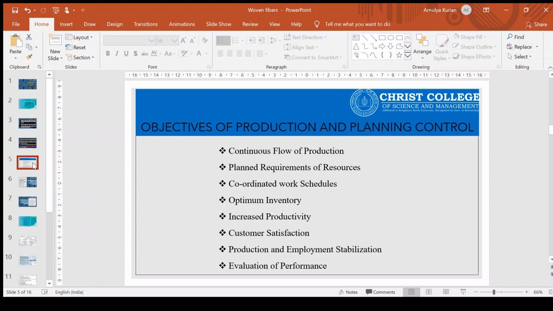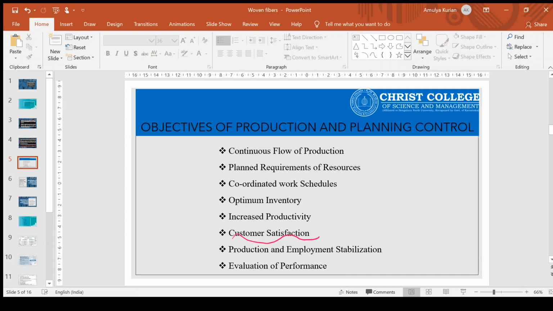The next one is customer satisfaction. Sixth one is customer satisfaction. It also aims at satisfying the customer's requirement by producing the items as per the specification or desires of the customers. If we have a good control system, we will be ensuring that all the products which are made in the production unit is as per the customer specification.